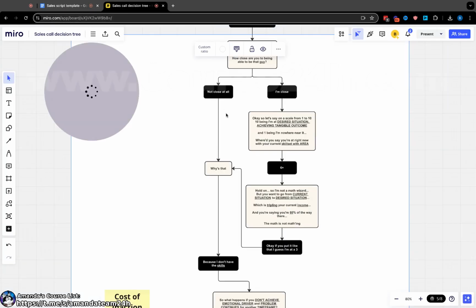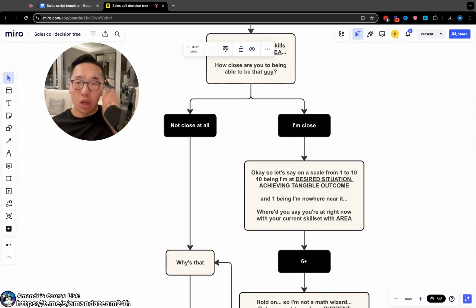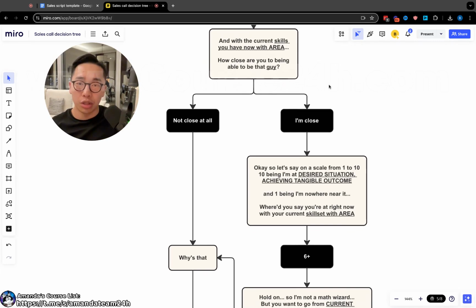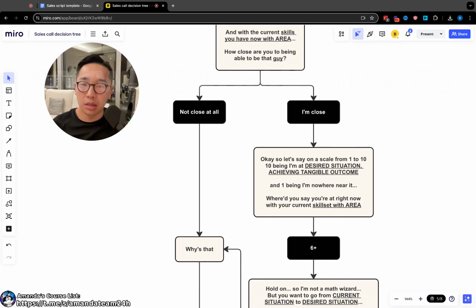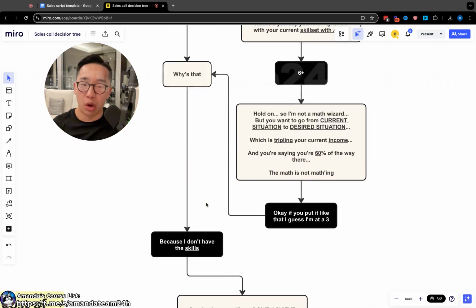Okay. Let's go into the decision tree. So we first go, because you can get different answers. You ask, all right, so with the current skills you have with X now, how close are you to being able to be that guy, getting that outcome? And then the answer you want is not close at all. You ask why, like you said.